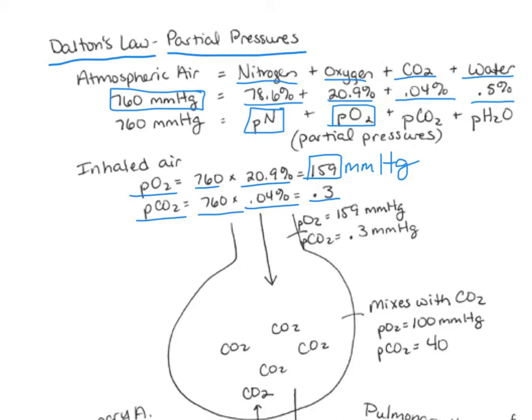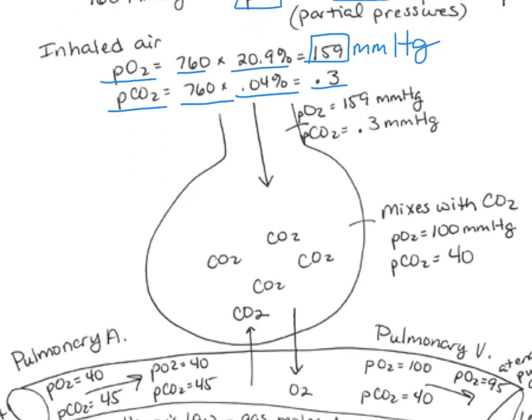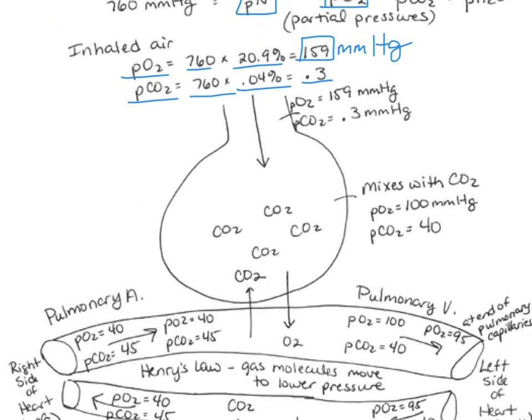Okay, so let's look at the alveolus then. We have 159 millimeters of mercury of oxygen. That's the partial pressure of oxygen coming into the alveolus. Now, in the alveolus, we still have air remaining in there. So there's a lot of carbon dioxide that's still remaining. It hasn't all been pushed out of the alveolus. So the oxygen has to mix with all those carbon dioxide molecules.